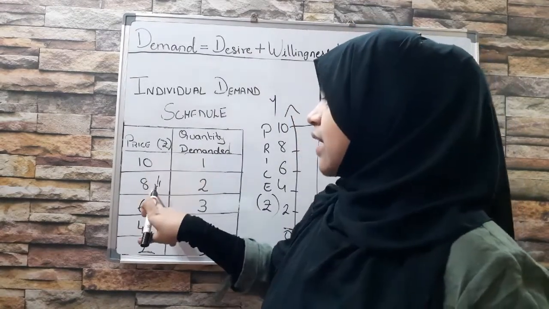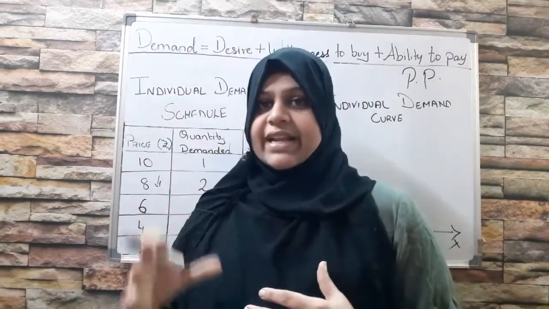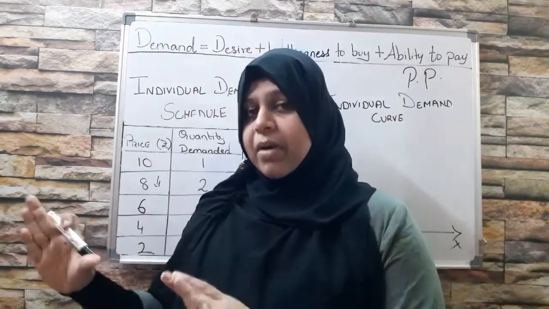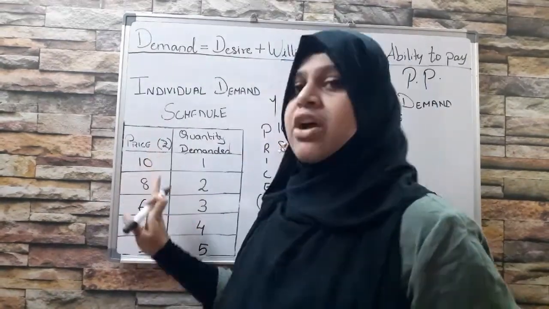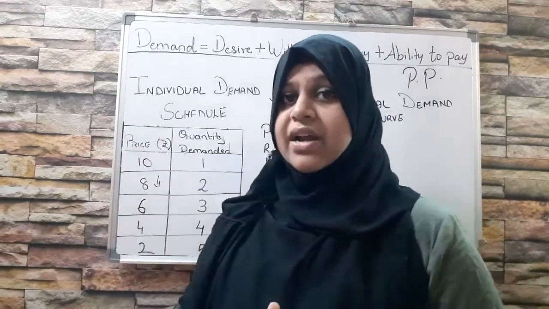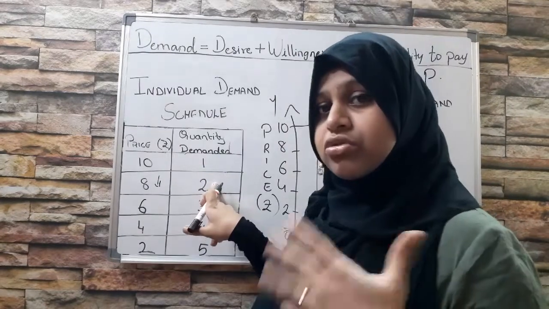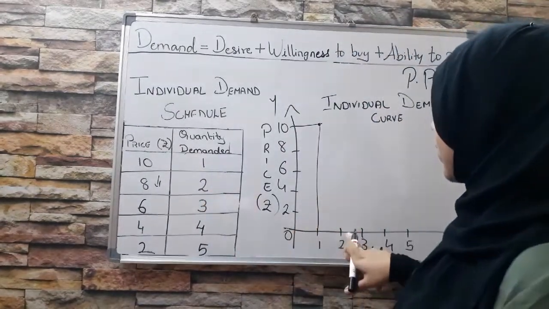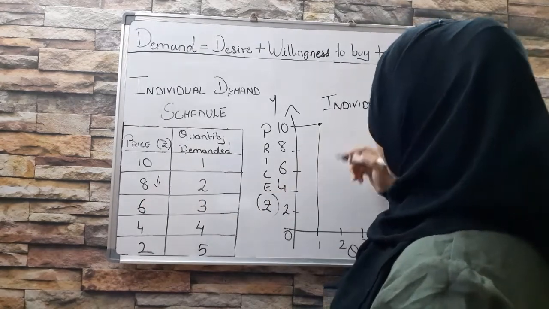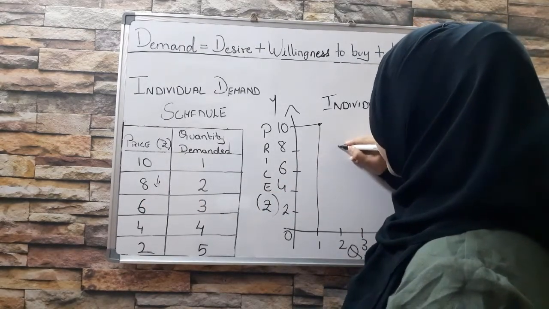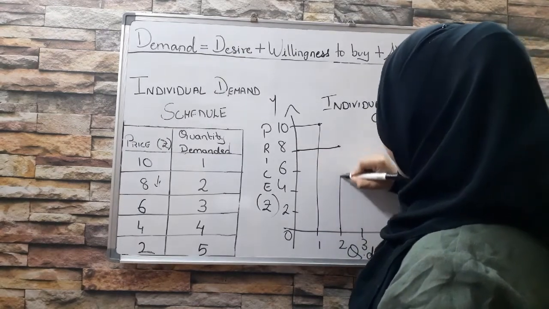From 10 it became 8 rupees. Now when the price fell, the natural tendency, according to the law of demand given by Professor Alfred Marshall, is that when the price falls, the quantity demanded rises. So from 1 it has increased to 2 units. In the line of 8 and in the line of 2, you plot a point, and with the help of the dots, we join these two.